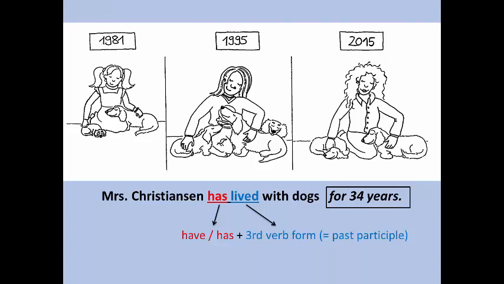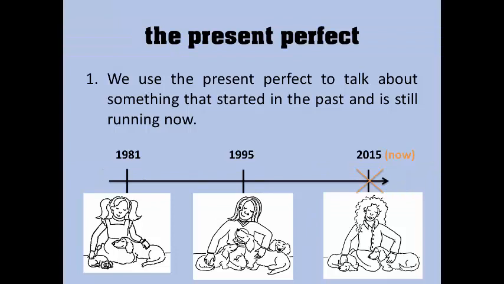Now, let's take a look at the meaning of the sentence. We use the present perfect to talk about something that started in the past and it is still running now. So the situation with the dogs started in the year 1981 when I was a little child. I got my first dog. And now we are in the year 2015 and I have still got dogs. So the situation is still running now, and that is why we use the present perfect. I have lived with dogs for 34 years.